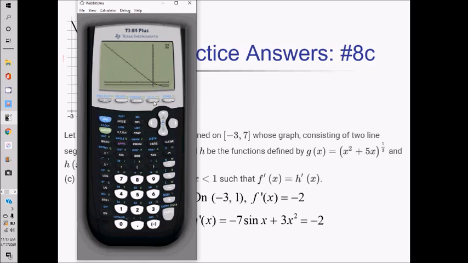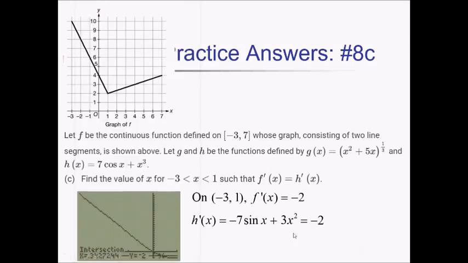Let's do second trace, option 5, intersect, and then let me just arrow over with my spider close to that intersection point, press enter, enter, enter, and that comes out to about 0.343. So there it is on the graph, there it is on the paper, and we're calling it a day.